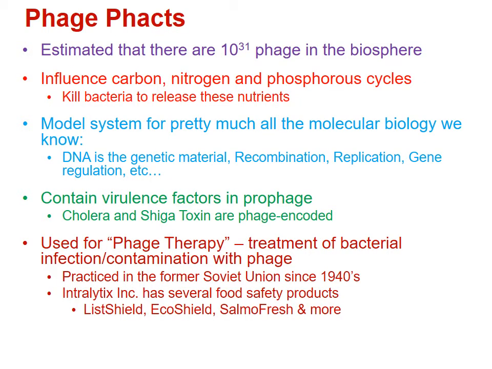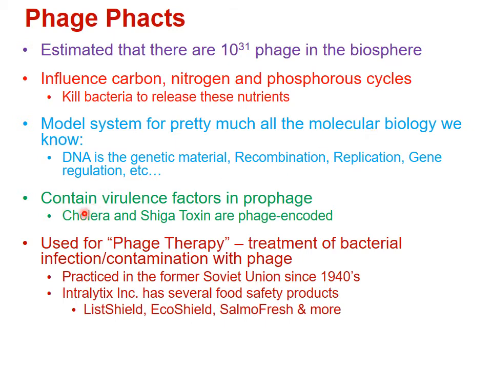So here are a few facts about phage. It's estimated that there are 10 to the 31, think about that number for a while, phage in our biosphere. They have a huge influence on the carbon, nitrogen, and phosphorus cycles, and they kill bacteria, which ends up releasing these nutrients. Most of what we know about molecular biology was done using bacteriophage as a model system. Recombination, replication, gene regulation, the fact that DNA is genetic material, all involved experiments using bacteriophage.